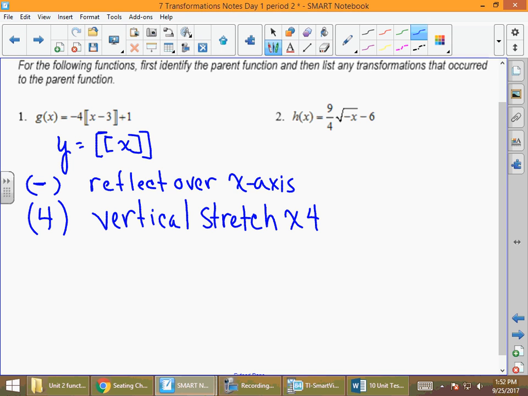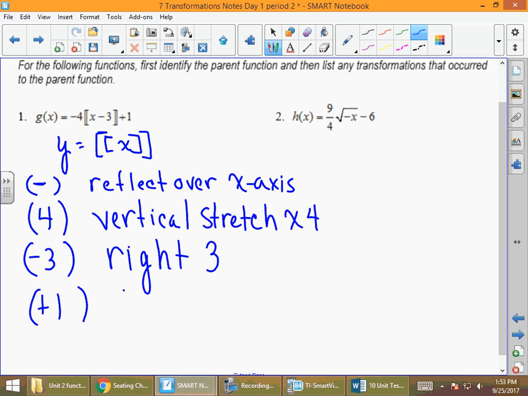Well, if we go inside the function, again, because I'm reading the equation left to right, inside the function it says x minus 3. That minus 3 is where the next transformation occurs. And remember, inside the function, it works the opposite way that you think it's going to work. So minus 3 means that we're going to go right 3 spaces. And lastly, we have the plus 1. And the plus 1 is outside of our function. So we're going to go up 1 space.